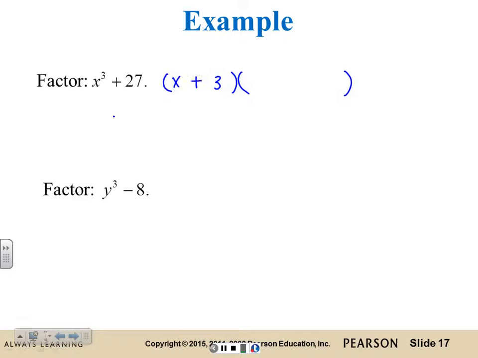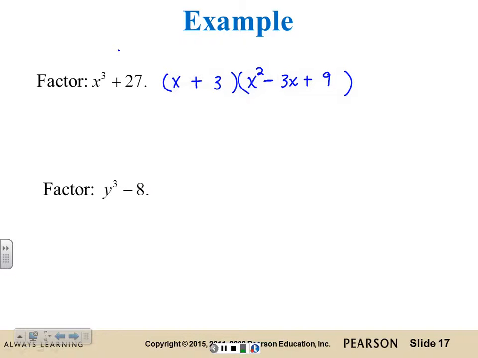Use the same sign. Then take your x and square it, and use the opposite sign. And then multiply 3 times x and get 3x. Always plus, and then that last term 3 squared, which is 9. So, cube root of the first, same sign, cube root of the last. Square the first, opposite sign, multiply them together, always plus, square your last. Again, once you get this first binomial, don't go back to your original problem, just leave it be.